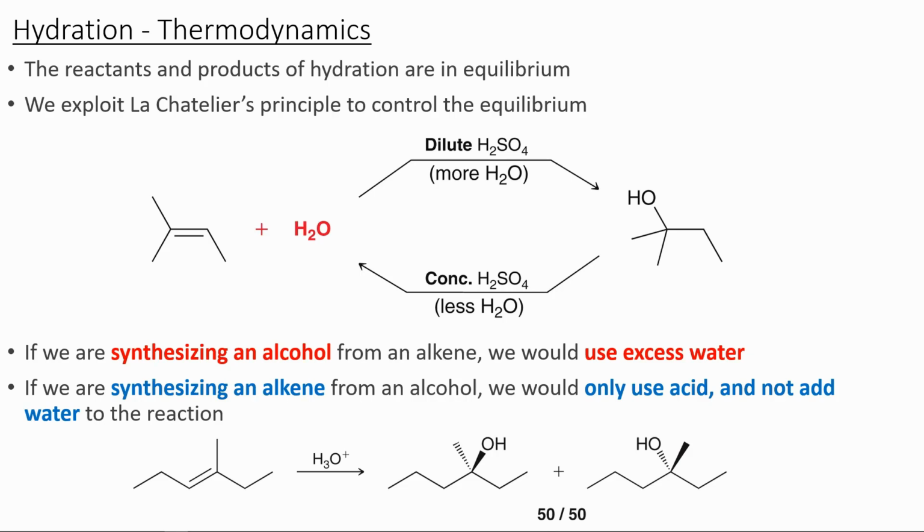Just like we can control the equilibrium of addition reactions for hydrohalogenation using temperature, we can use the concentration of water to help guide the equilibrium for this reaction. So if we're interested in synthesizing an alcohol from an alkene and we use excess water, it will dilute the sulfuric acid and the equilibrium will shift to the right. If we're interested in synthesizing an alkene from an alcohol, we would use concentrated acid, and this would shift the equilibrium towards the alkene from the left.